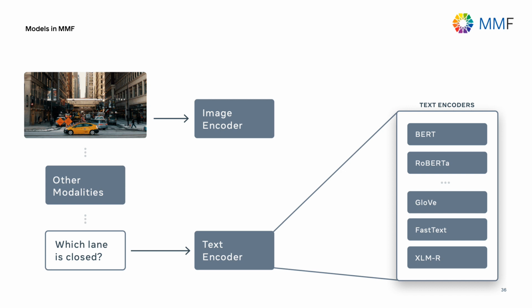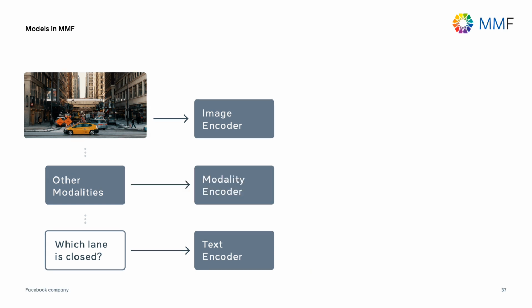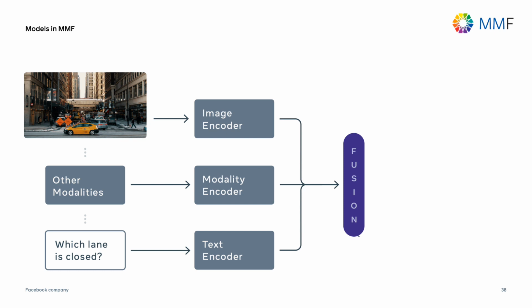We have a dependency on Hugging Face Transformers, which allows you to use anything from that package. And these are all configurable through the config system of MMF. Then similarly for other modalities, you will have a particular modality encoder, which can be something specific to that modality. For example, for fastText, you can have different kinds of encoders which convert them into fastText word vectors to sentence vectors. You can do something with it.